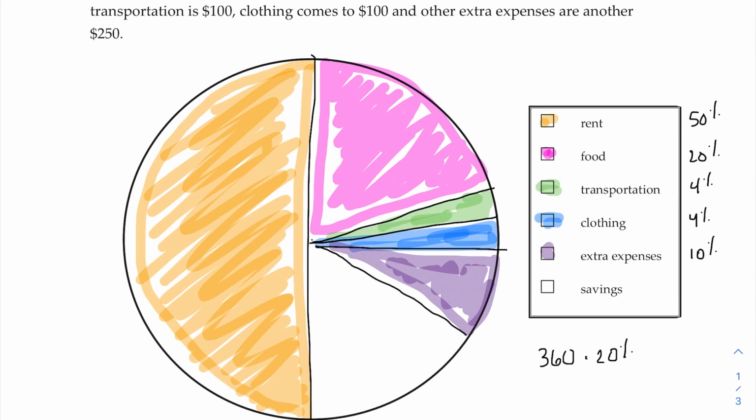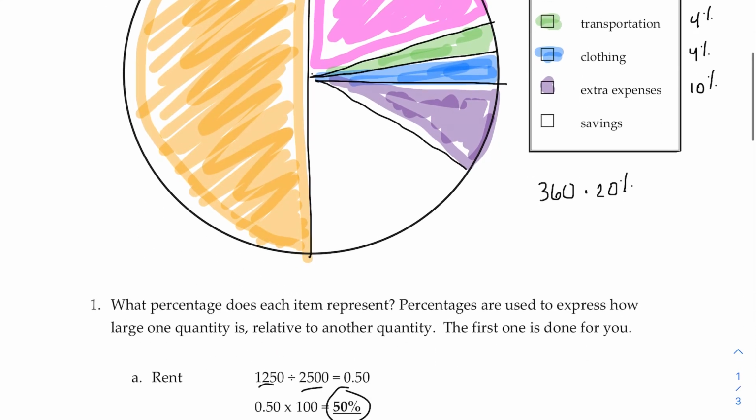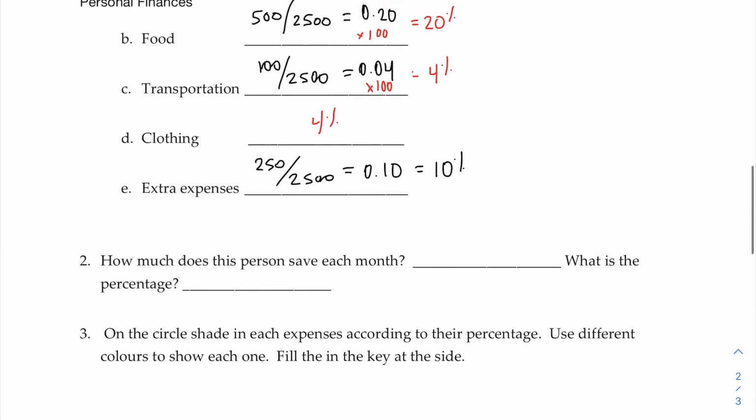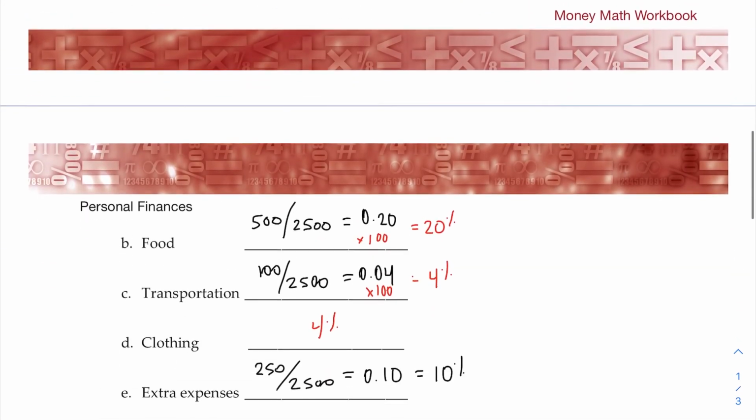we can figure out how much we're going to save. So let's scroll down here to that part of the worksheet. How much does this person save each month? What is the percent? What is that percentage? So you can go about this one of 2 ways, right? You can add up all their expenditures. Okay, so what was that? $1,250.